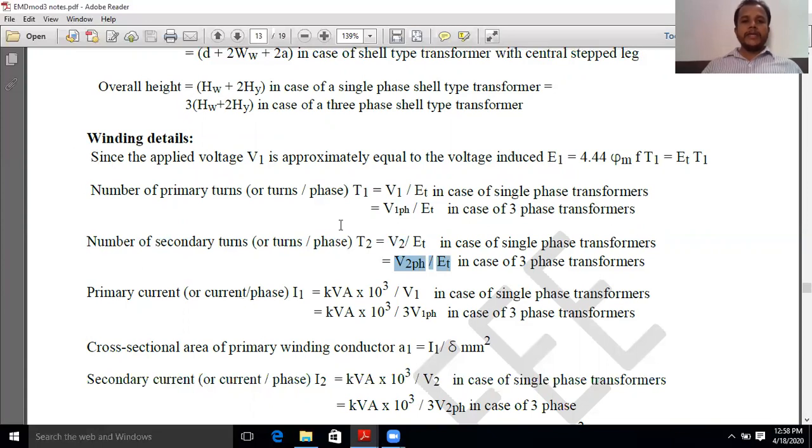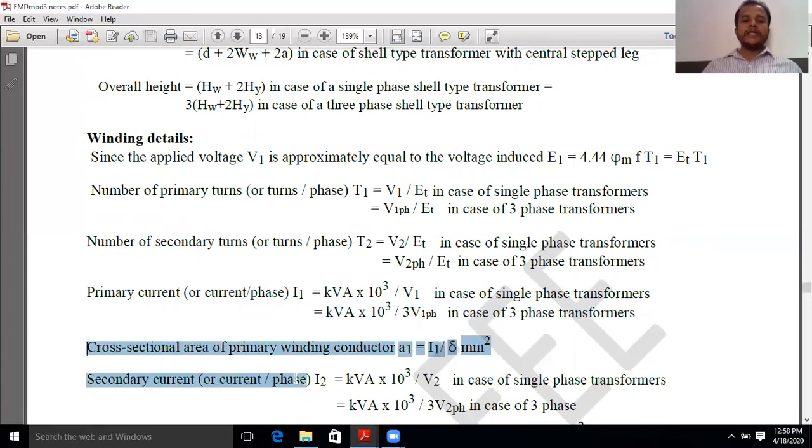Now if I get T1, T2, then go for I1. We know the formula: I1 is kVA into 10 to the power 3 divided by V1 for the single phase, and it is kVA into 10 to the power 3 divided by 3 V1 per phase in case of three phase transformer.